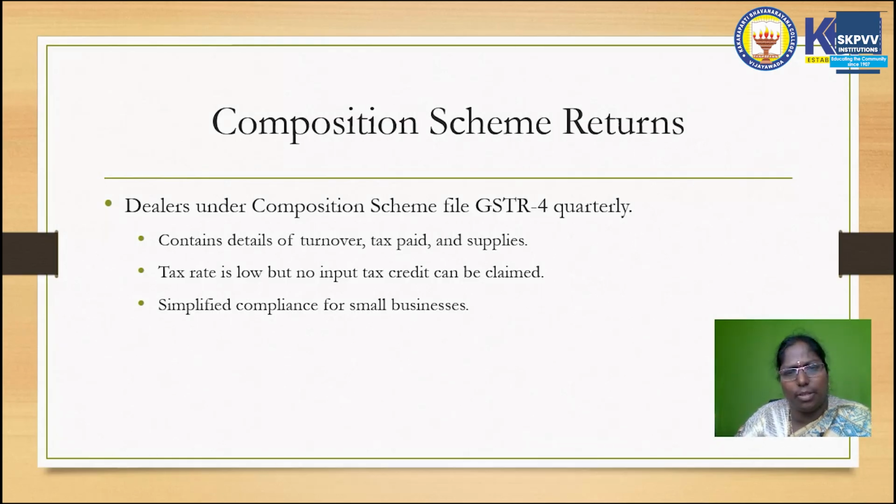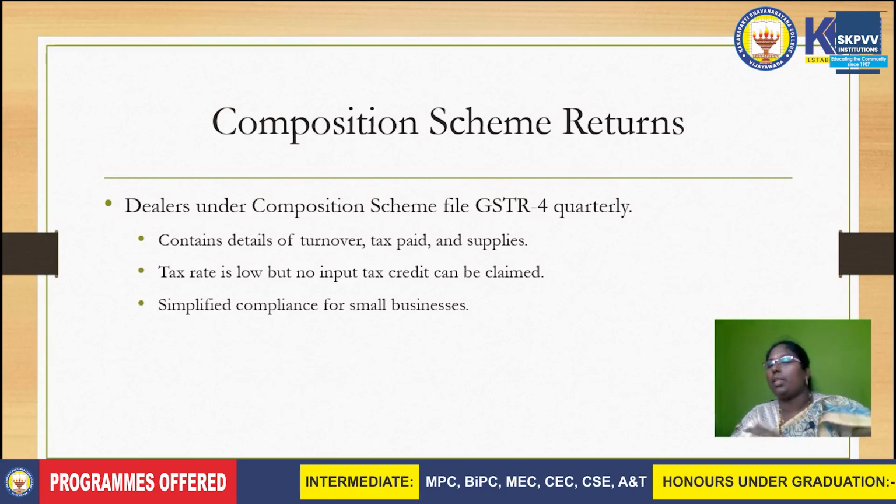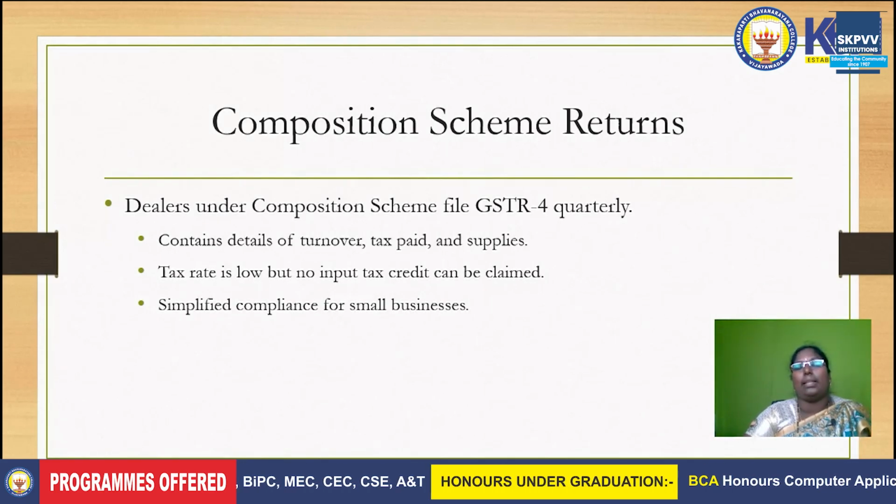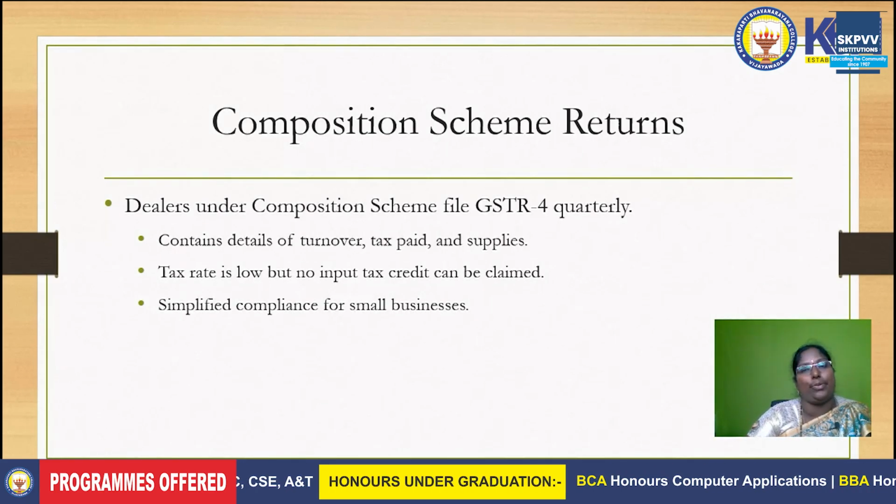According to the slab rates, manufacturers and traders pay 1%, restaurant owners without alcohol 5%, and any service providers 6%. It is the new slab rates. As per the rates and the products, they pay the quarterly and annual returns.